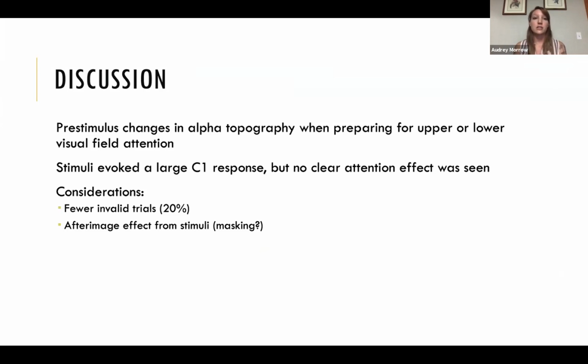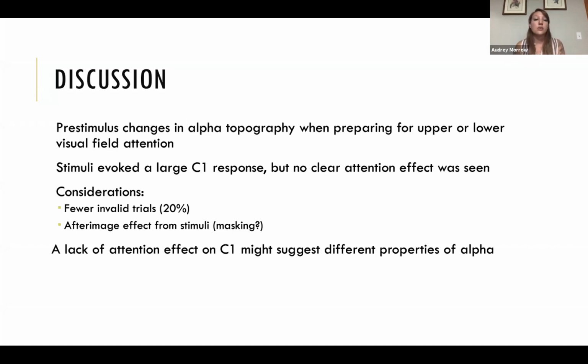Additionally, because we tried to use these stimuli to evoke a large C1 response, they're bold and take up all of the screen. They do leave some of this after image effect on the screen. So we might consider masking them moving forward. The after image might be playing a role in allocating attention or how the C1 is evoked.